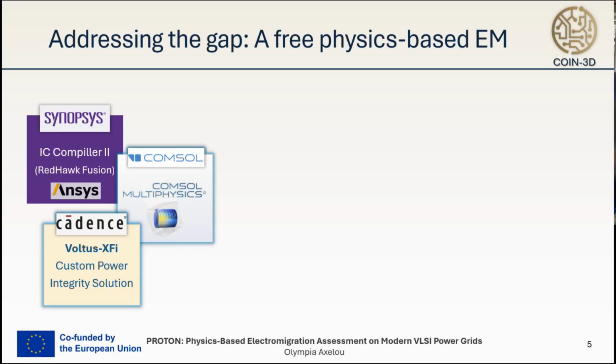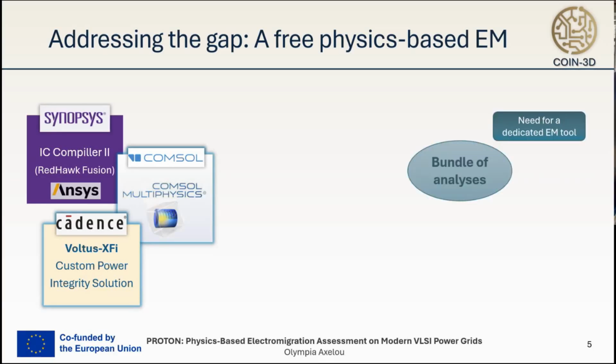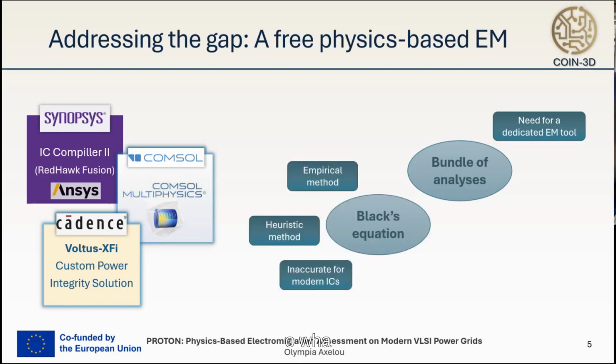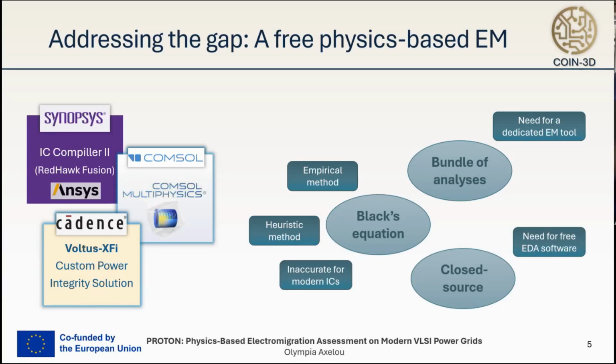Now, the problem is that although all these tools offer a bundle of analyses, none of them is explicitly for electromigration and how it evolves in modern power grids and designs. Also, they make use of Black's equation, which is a mathematical model that calculates the mean time to failure of a semiconductor circuit due to electromigration. It is an empirical method, actually heuristic, and often inaccurate for modern integrated circuits. And last but certainly not least, all these tools are closed source software, and the user needs to pay in order to get access to them.